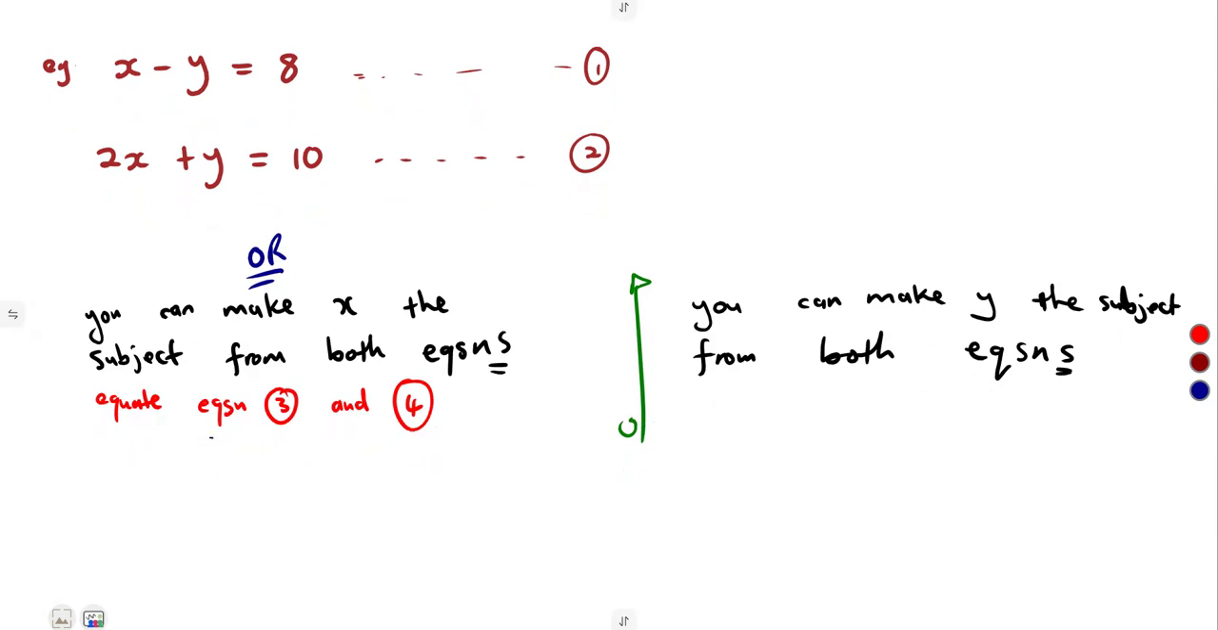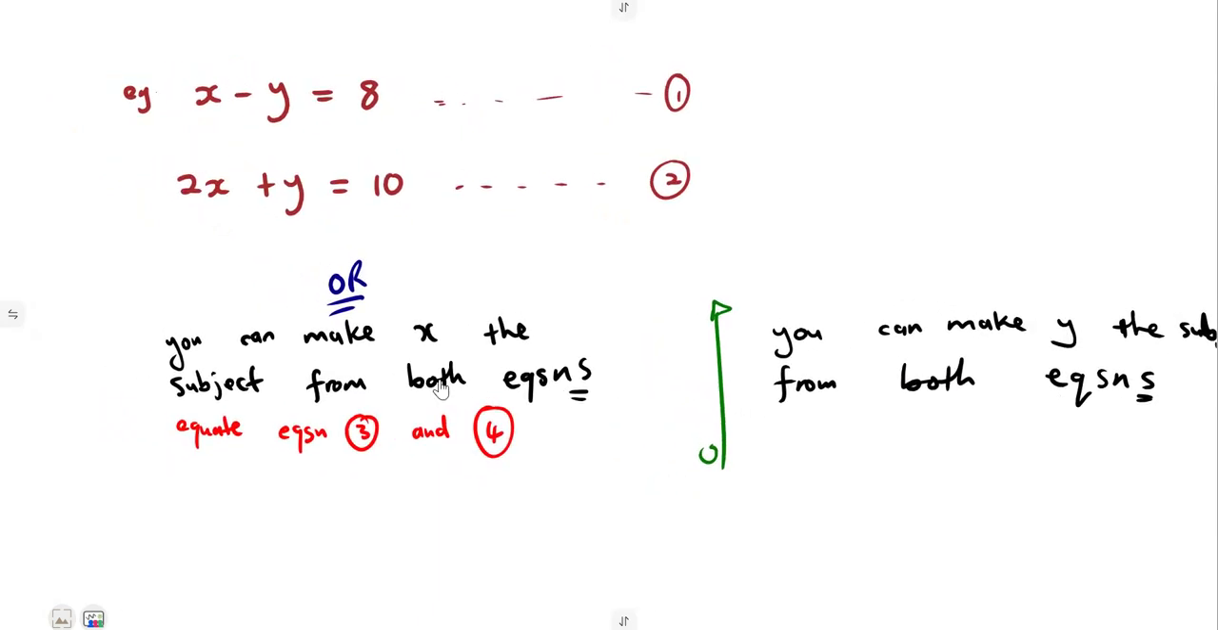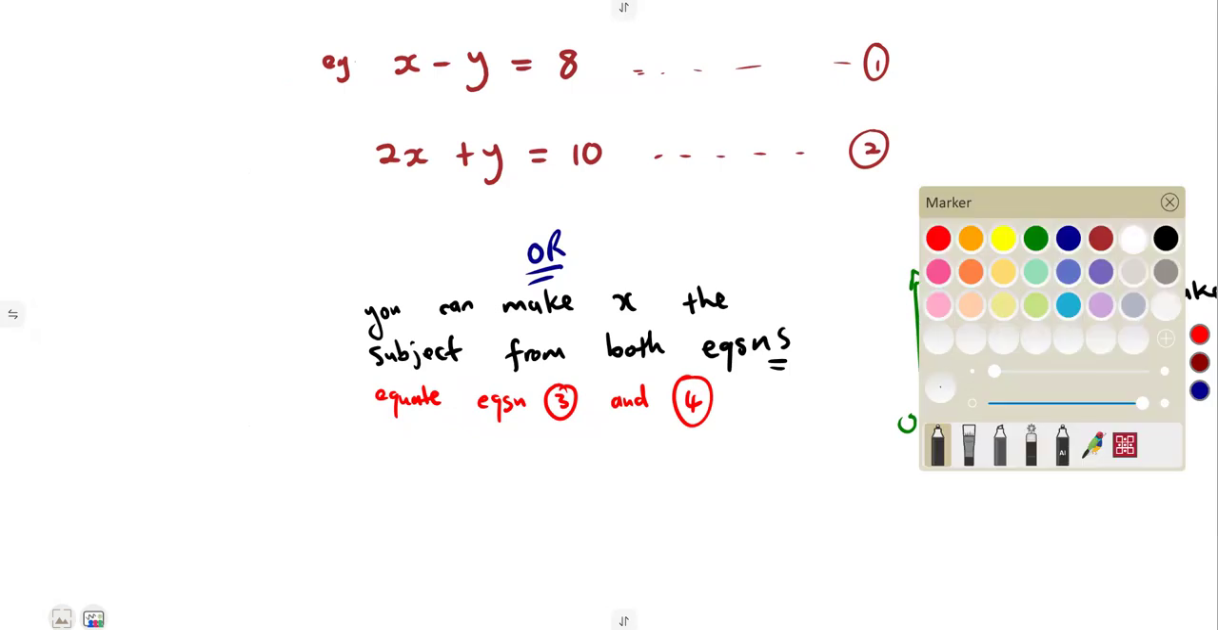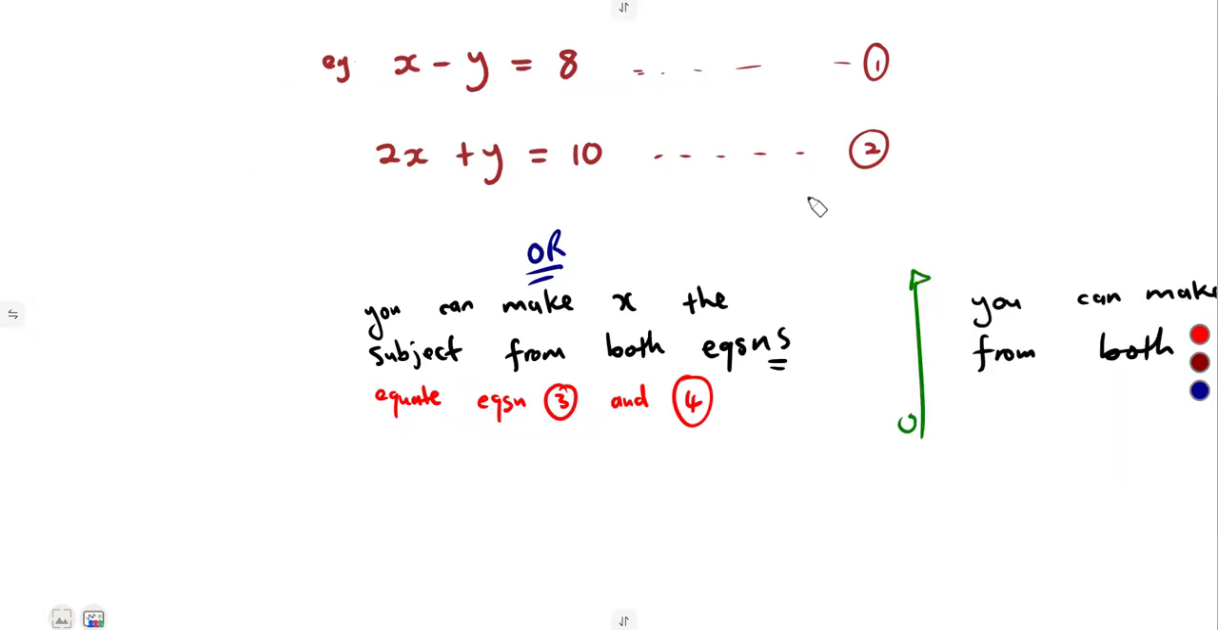So you equate again equation 3 and 4. So what am I trying to say? Let us consider here x as the subject. From equation 1, if we make x the subject, it means we're going to take this to the other side. So it'll be positive y there. So x is equal to, y on the other side is going to be positive, so it will be 8 plus y.